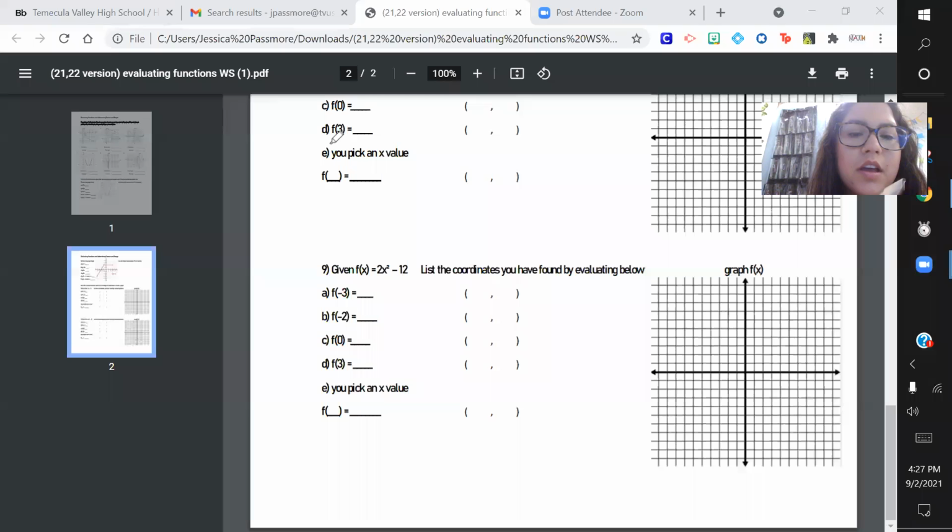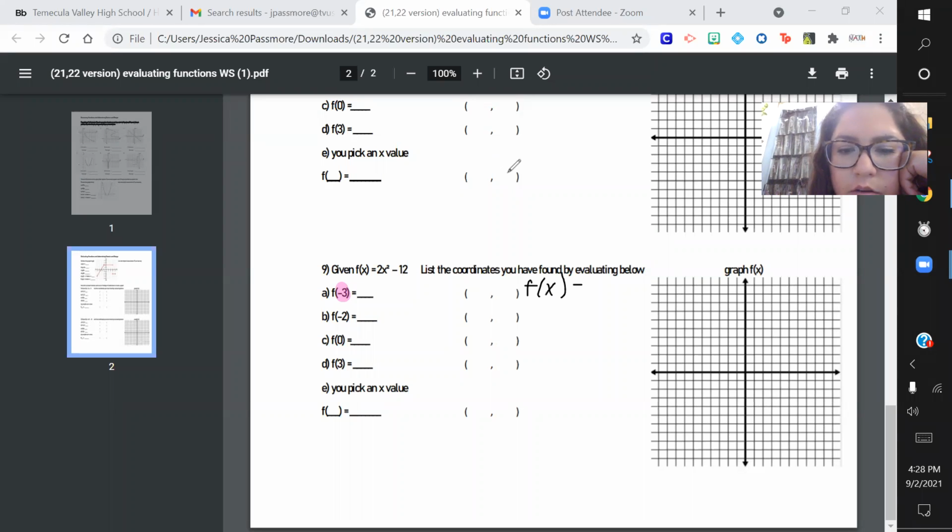That's the harder one. So for this, you're given a function, f of x is equal to 2x squared minus 12. And we're going to evaluate and turn those into coordinates. So the first number we're going to plug into our function is x is -3. So I'm going to rewrite my equation. I'm going to show my work probably right here. No, I'm going to run out of space. I'm going to put my work way over to the side, over here.